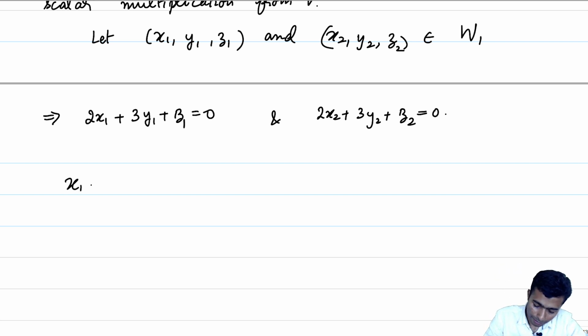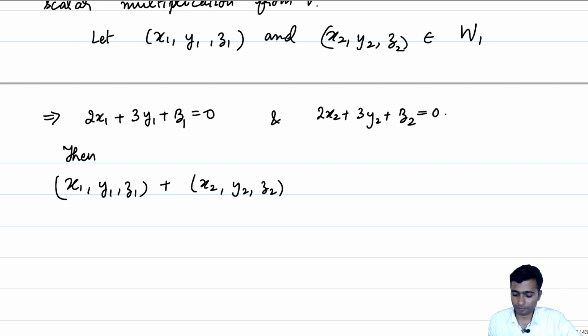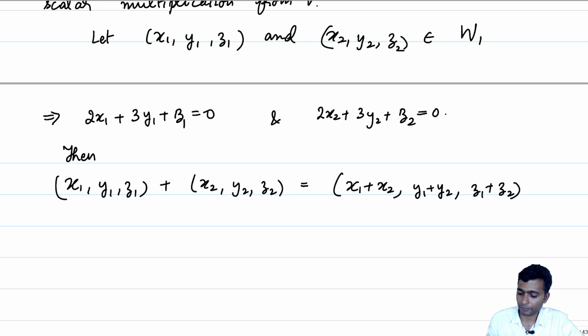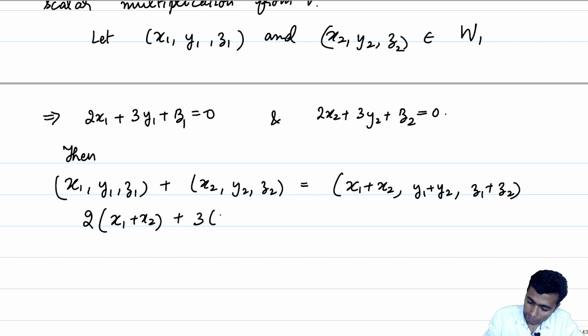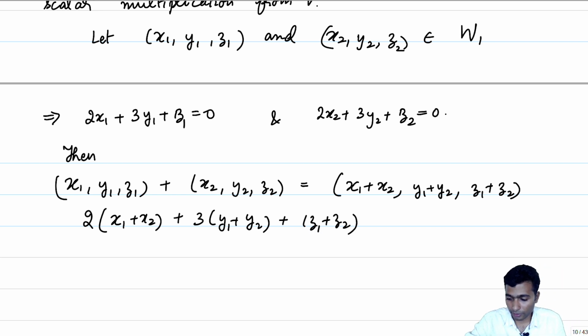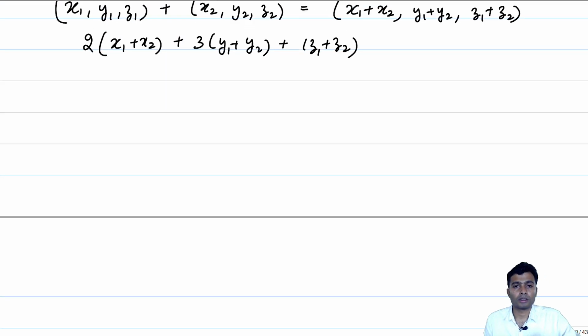We would like to see what happens to (x1, y1, z1) plus (x2, y2, z2), whether this particular vector is in W1. But what is the vector addition of this? This is component wise addition, if you recall. This is going to give you (x1 plus x2, y1 plus y2, z1 plus z2). And let us see if this belongs to the set W1, but what is the requirement for this particular element to be in W1? It should satisfy the condition that 2(x1 plus x2) plus 3(y1 plus y2) plus (z1 plus z2) should be equal to 0, if at all this sum should be in W1.